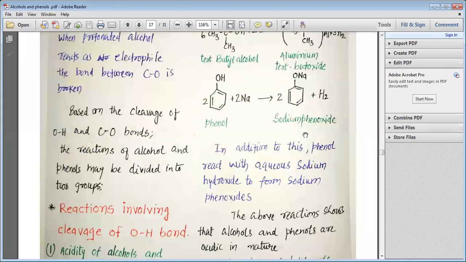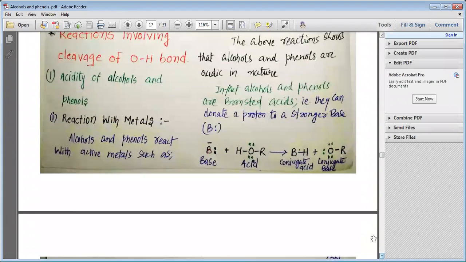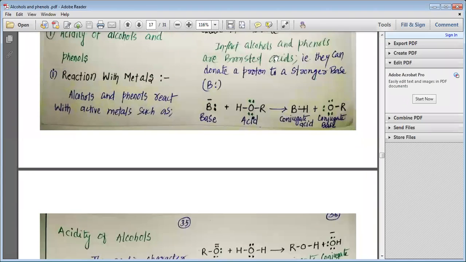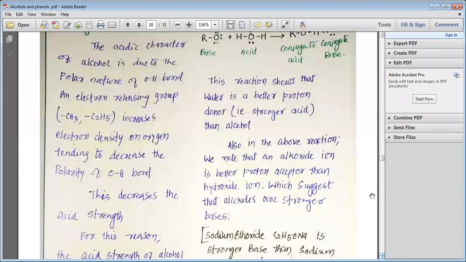Alcohols produce sodium alkoxide and phenol produces sodium phenoxide. Alcohols and phenols are Bronsted acids, and when alcohols and phenols react with the base, they give the conjugate base, and the base produces the conjugate acid, and this is how we understand.